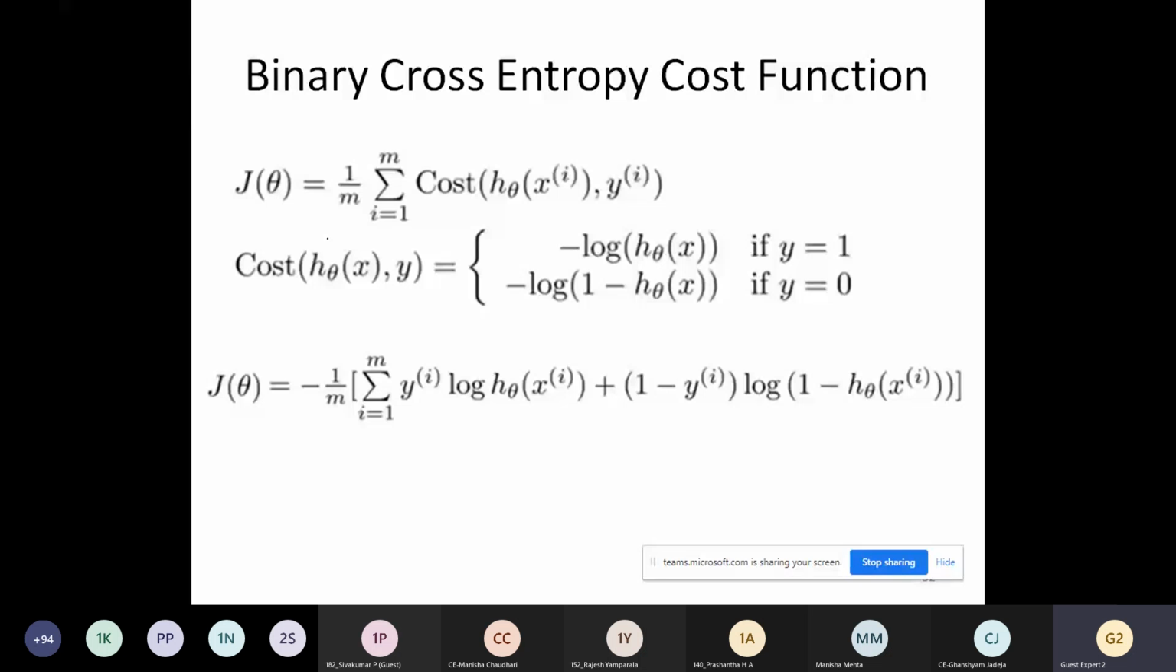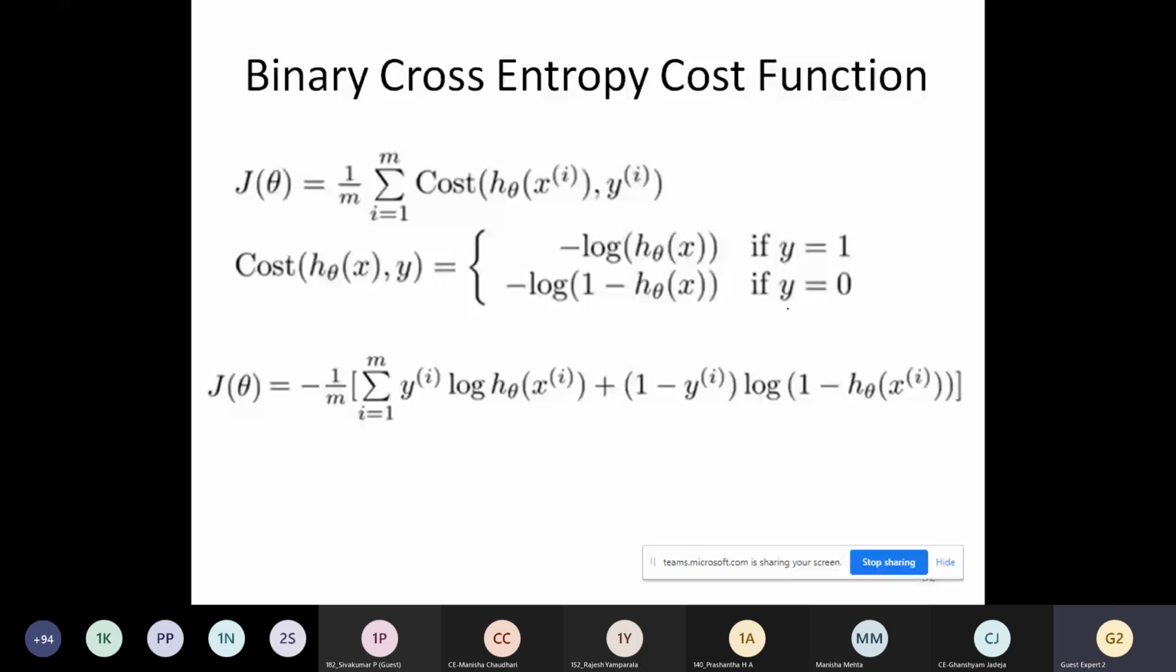The cost function for classification is the binary cross entropy cost function. The cost function of linear regression cannot be used; for classification, the cost function is different. So the cost function is the mean of the binary cross entropy cost. That is equal to minus log of h of theta x for y equal to 1, and minus log of 1 minus h of theta x for y equal to 0.